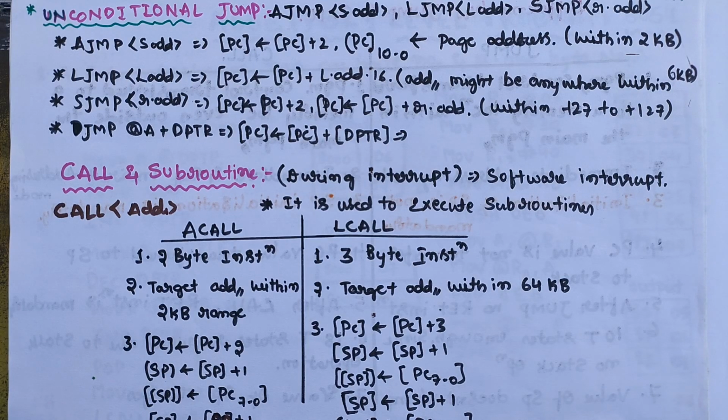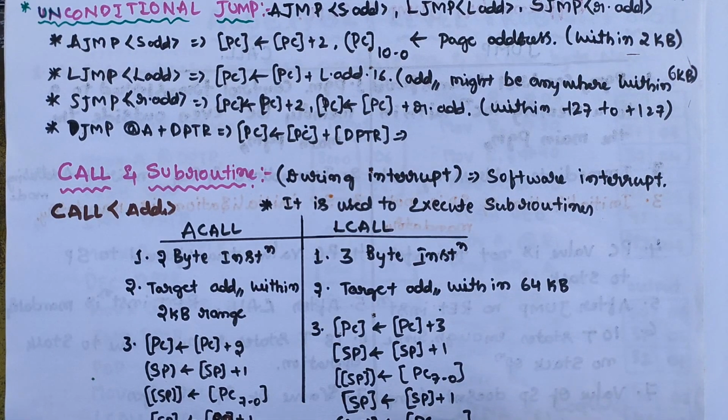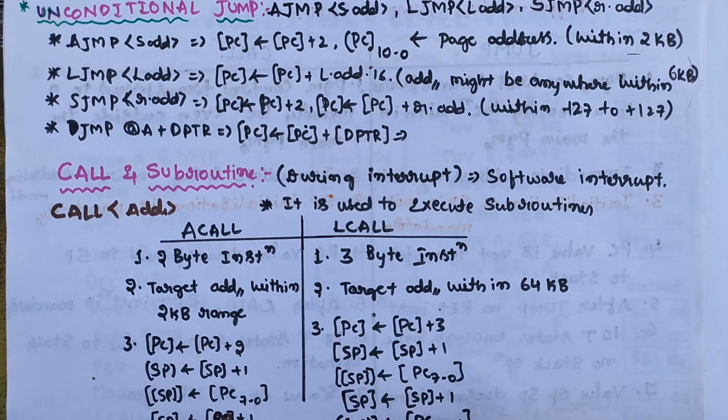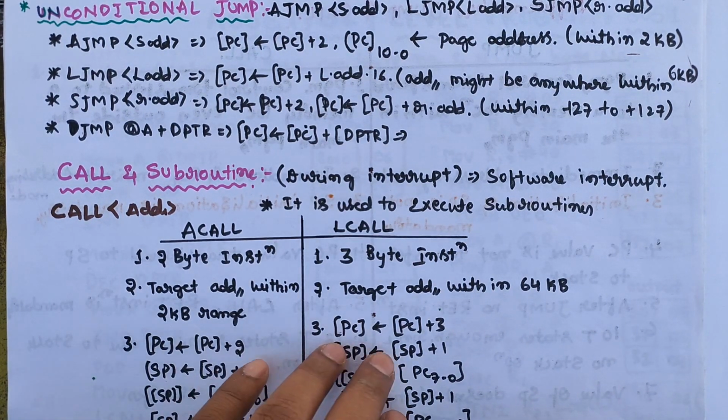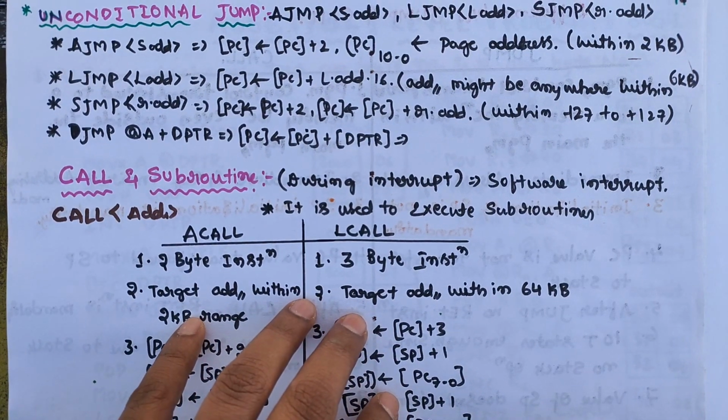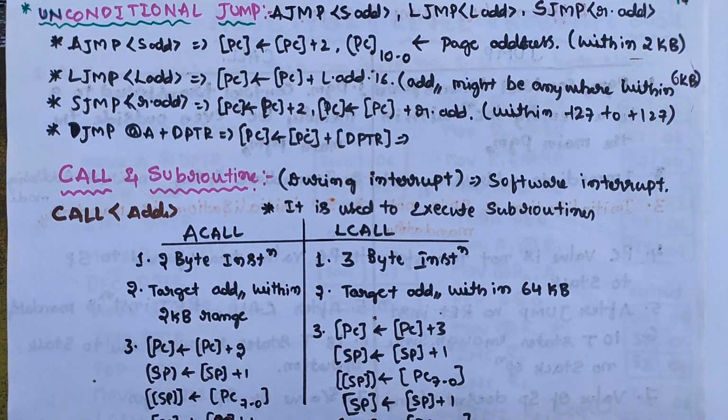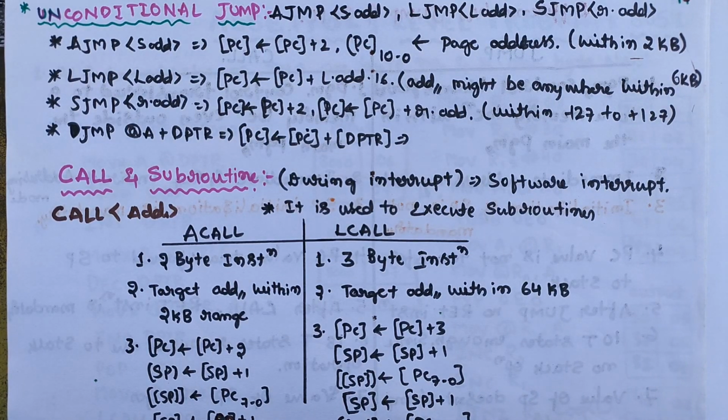Up to this point we discussed conditional jumps. There are also a few unconditional jumps, where there are no conditions and it jumps to a certain location, either within the main program or in another subroutine program. The unconditional jump types are AJMP, LJMP, SJMP, and the indexed addressing mode type of jump.